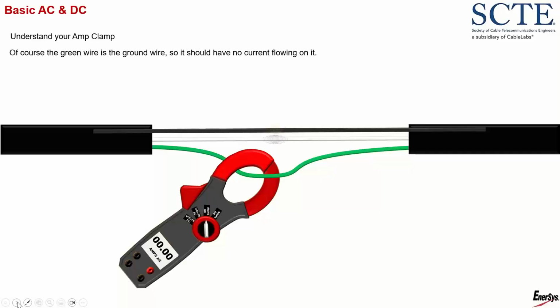If I put my amp clamp around the green wire, it better be 0. There should never be any current flowing to ground. If you put your amp clamp around the green wire and you show current on there, get a hold of an electrician to find out what's wrong with the wiring in your facility.